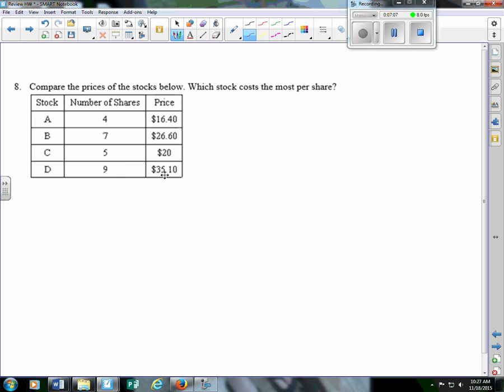Number 8, compare the prices of stocks below. Which stocks cost the most per share? So we have 4, and it costs $16.40. So you would have to take each one of these numbers over here, the price, and divide it by the number of shares. I'm going to pause it just to save on time and do that right now. So I divided each one of them by the number of shares, and we come up with A being the most expensive, which comes out to be $4.10 per share. So the answer to that one would be A.